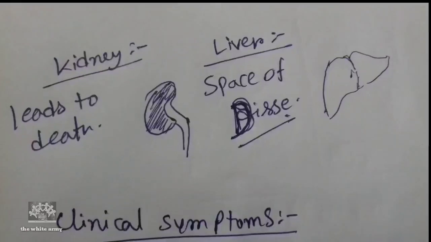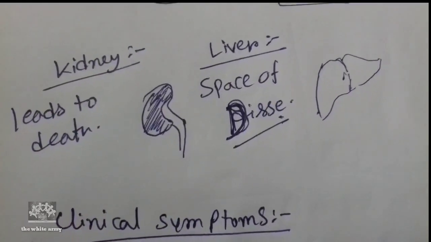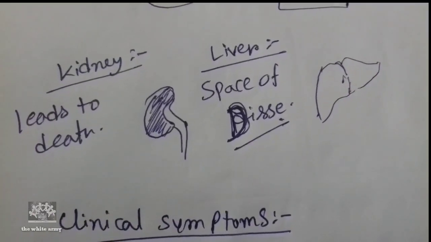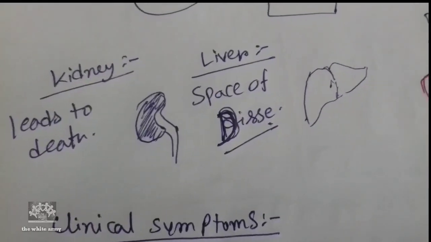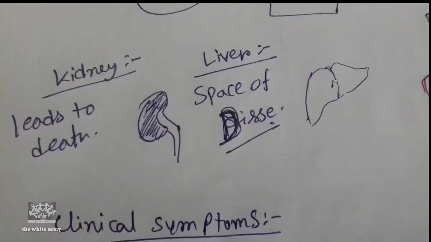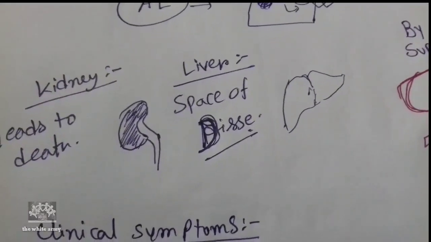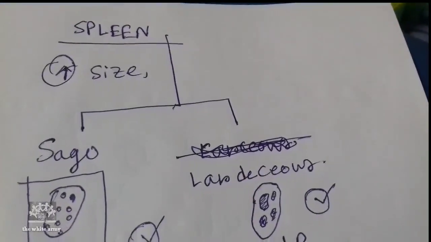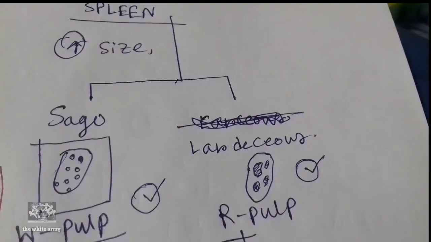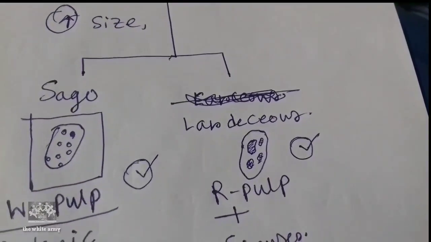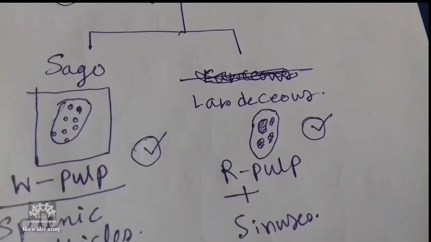Now we have to see what the changes in the organs are and where these amyloids are deposited. In case of kidney, if the amyloid is deposited, it is deposited in the glomerular vessels, and it leads to death actually. And in case of liver, it deposits in the space of Disse, and if it is deposited in the spleen, there is increased size of the spleen. And there are two types of conditions, one is sago spleen and another is called lardaceous spleen.